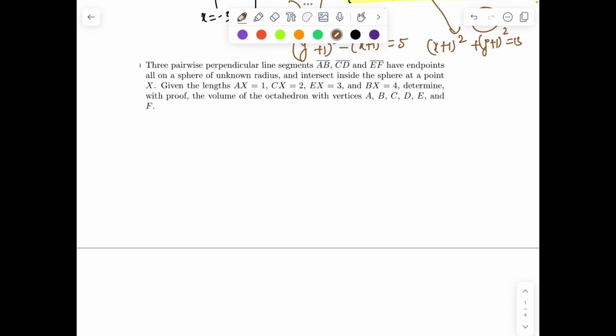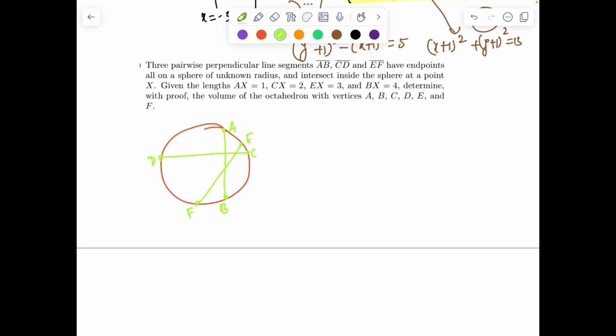Let's come to the third one, and I guess this one is a bit more challenging. It talks about the volume of a 3D structure, a pyramid kind of structure over here. 3 pairwise perpendicular lines, AB, CD, EF, have endpoints all on a sphere of unknown radius. So we have a sphere, and we have endpoints A, B, and C, D. And let's say EF.